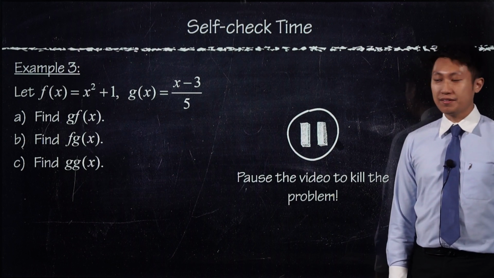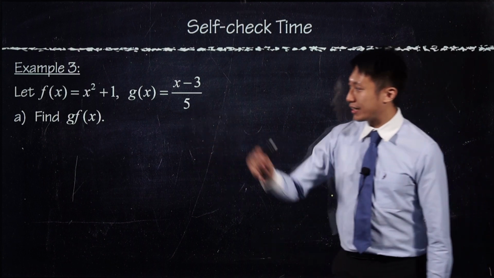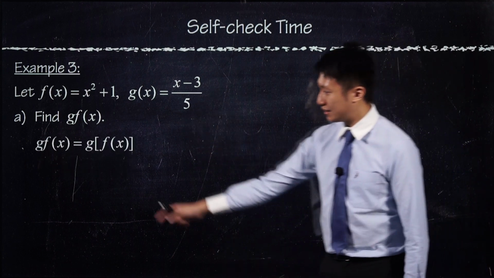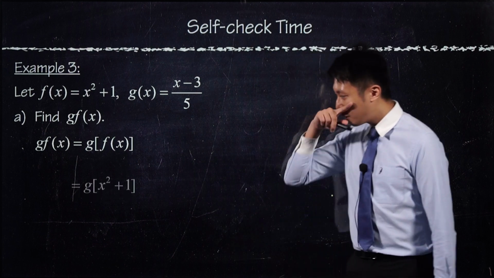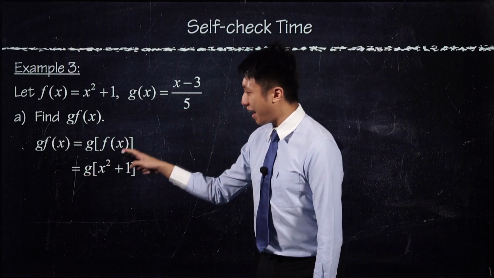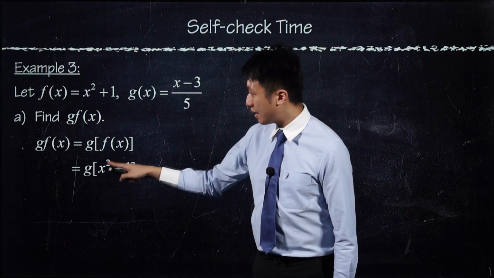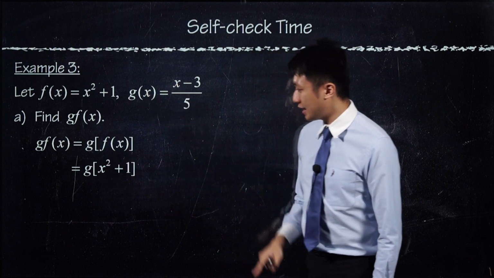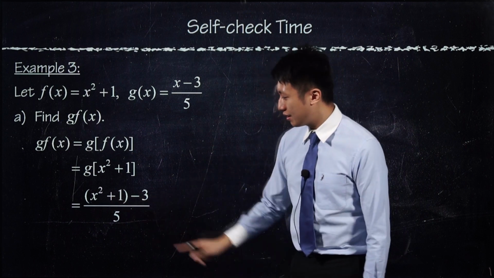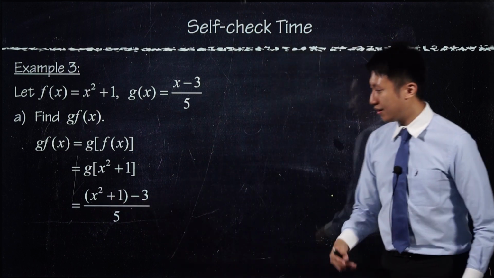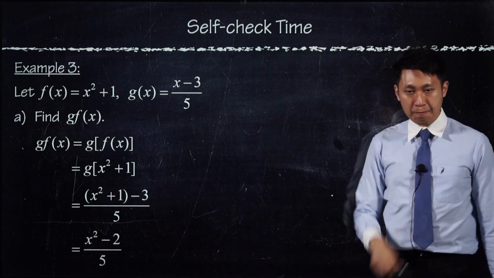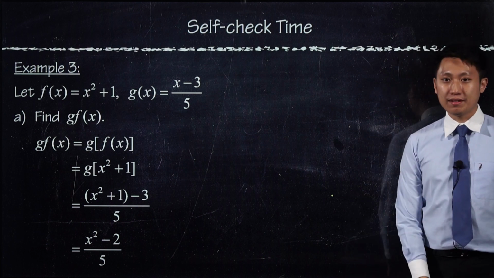Alright, I'll move on. First one, gf(x) is equal to g bracket f(x), the whole thing sub here. Then this thing, I put it inside here. So I get this thing, minus 3 divided by 5. Simplify it, get my answer. Shouldn't be hard for the smart you.